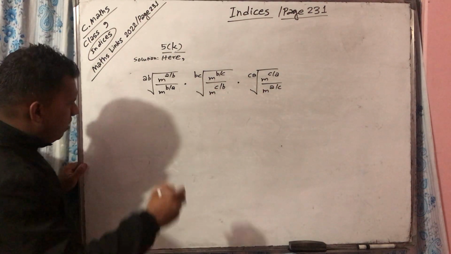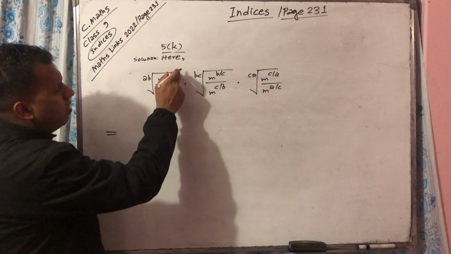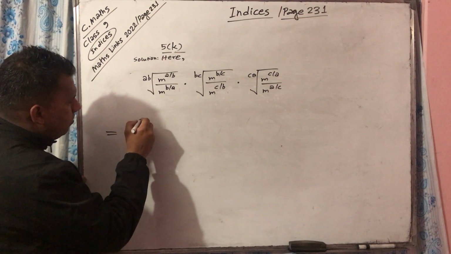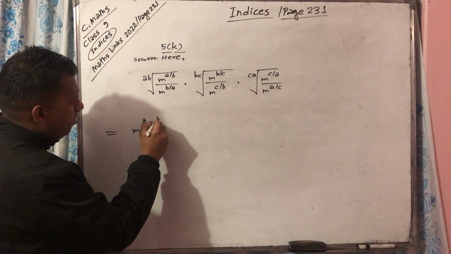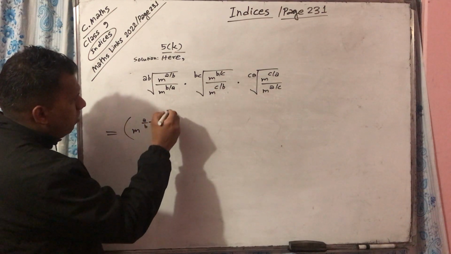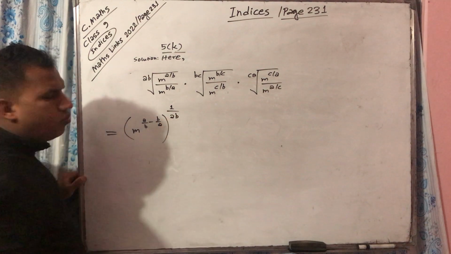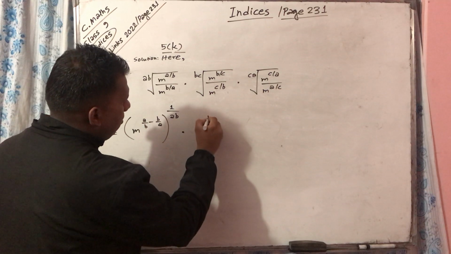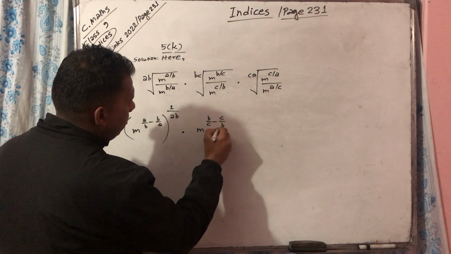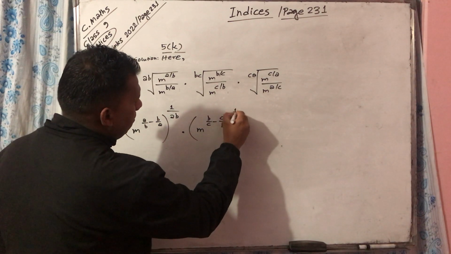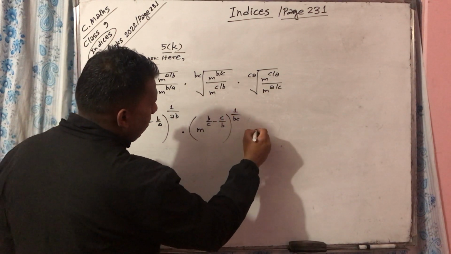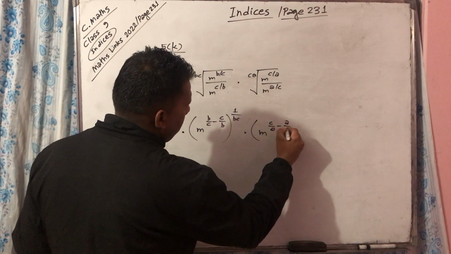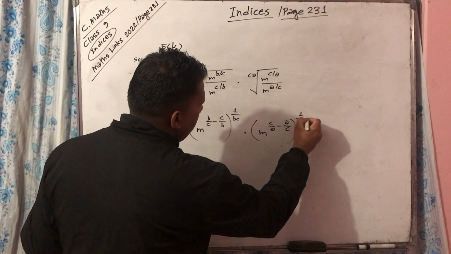Okay, first step, moving the downside power in the upper side. So m to the power a by b minus b by a, whole power 1 upon ab, moving root also. Multiply with m to the power b by c minus c by b, whole power is 1 by bc. Multiply with m to the power c by a minus a by c, whole power is 1 upon ca.